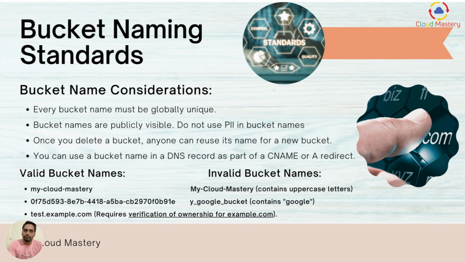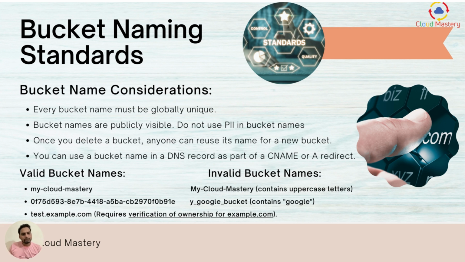So in case you have a bucket in project X, and you are working in project Y, you can access the contents of project X in your project Y, provided there are IAM permissions given to you. So in a way, these buckets are globally visible across different GCP projects. So you cannot keep PII in your cloud storage bucket names. And once you delete a bucket, anyone can reuse the same bucket name. So you cannot reserve your bucket name.